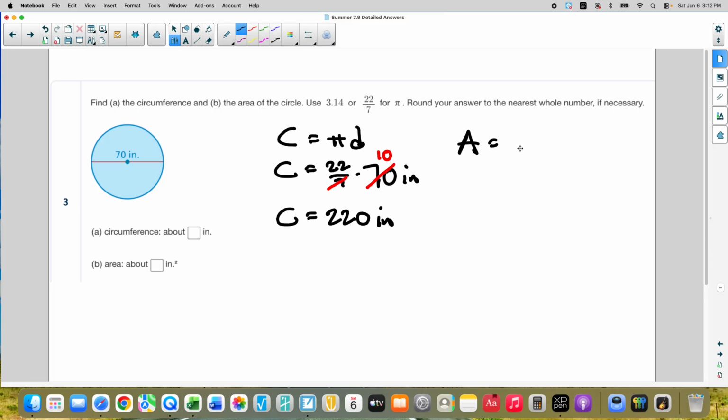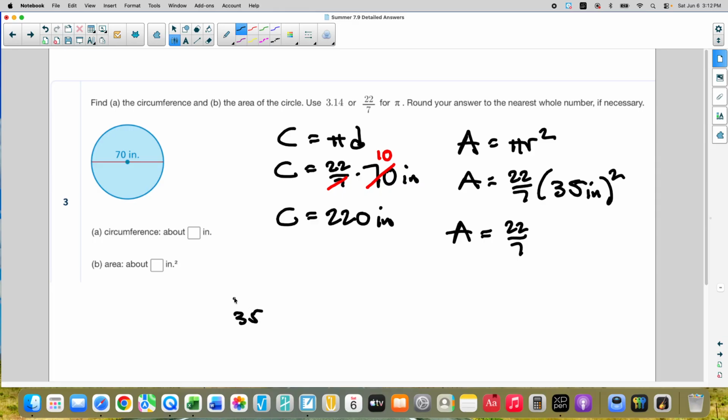The area, pi r squared, I'm still going to use 22 over 7 because my radius is going to be 45. No, not 45. It's going to be 35, excuse me. 35 inches squared. Now I can't cross cancel here. That would be division, and we have to square first. So we have to square that value before we cross cancel. 35 times 35 is a pretty big number.